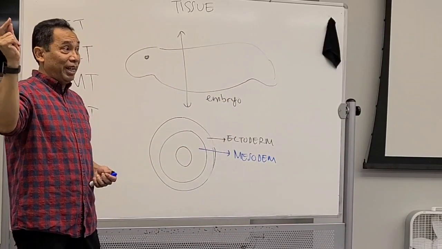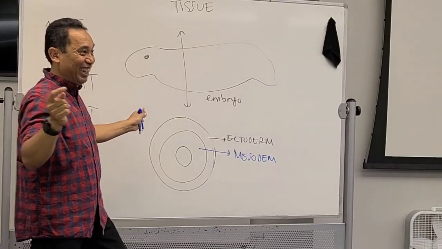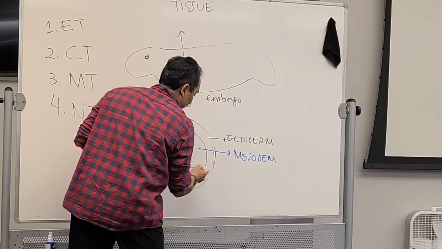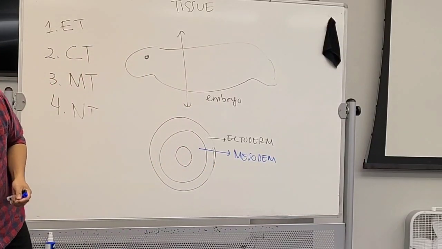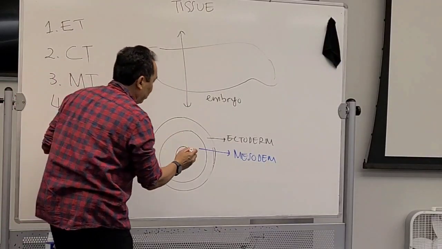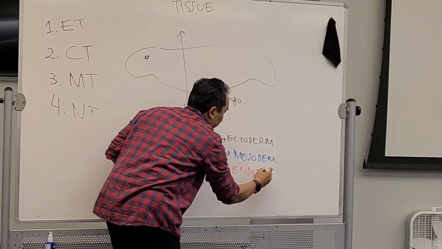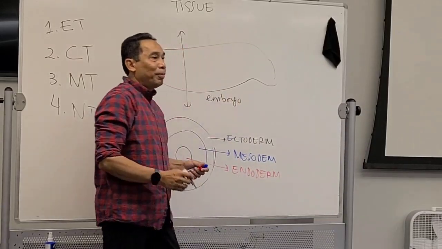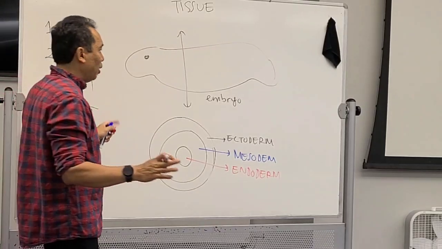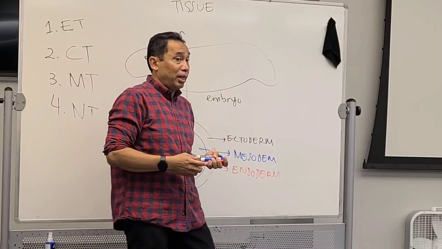You know? So when we cut our body when we're still young, it's going to be only 3 layers. And the last layer, which is in the middle, in the center, is called the... If you have ecto, then you have what? Endo. Endoderm. Okay. So how many layers during embryonic development? 3 layers.